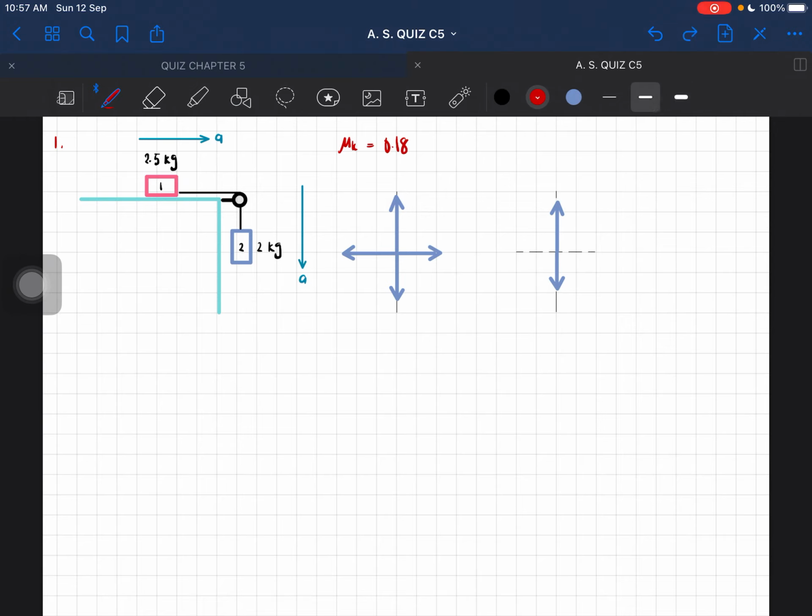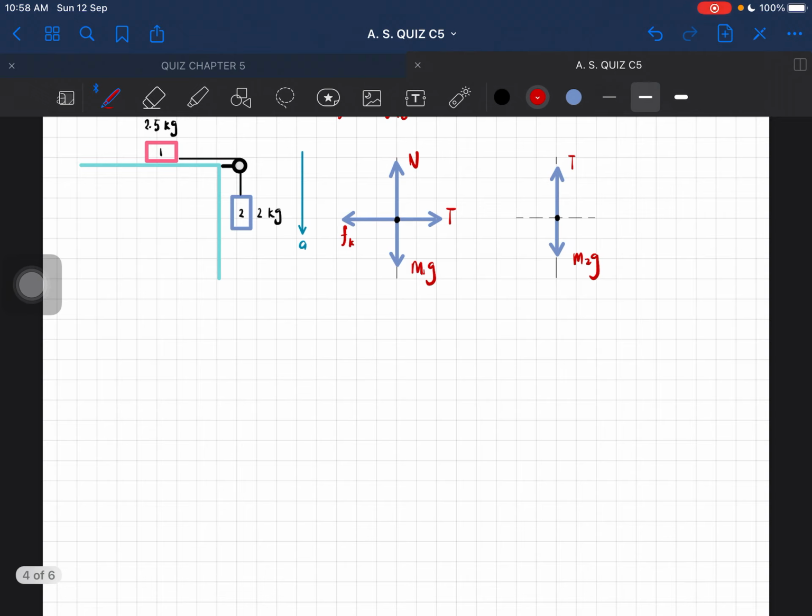So this is m1g, this is tension, this is the normal force, this is friction force. The other one just has the weight and the tension. So that is your free body diagram. Now we have to find the acceleration of the block. For this, we can use the chapter 4 formula.